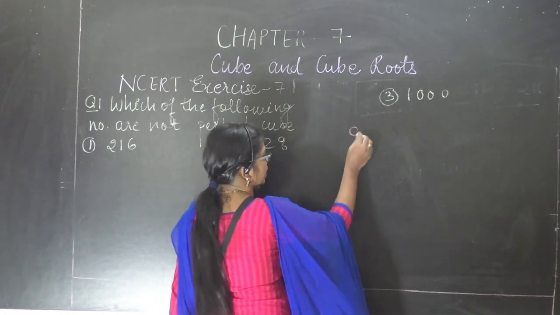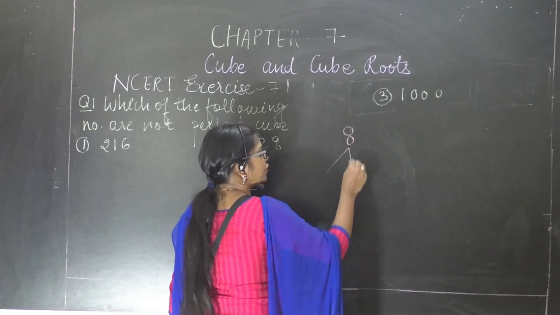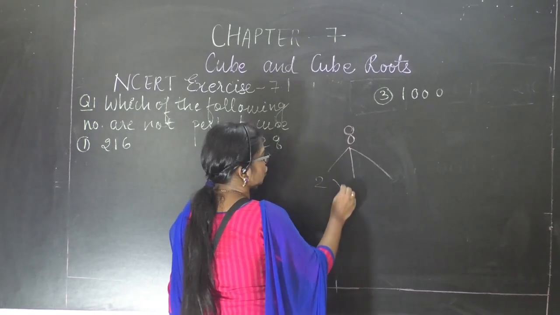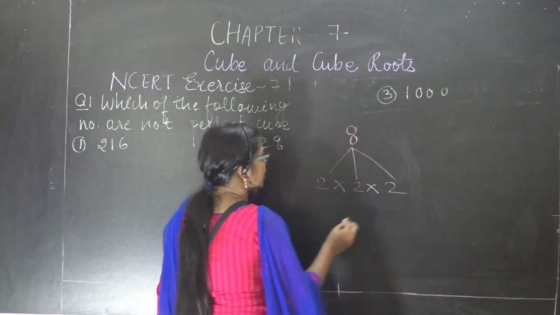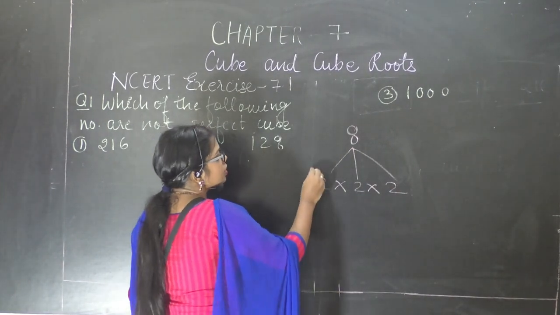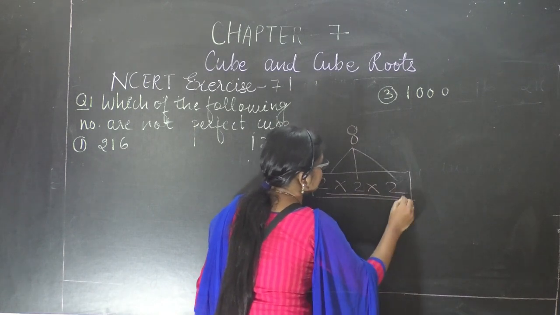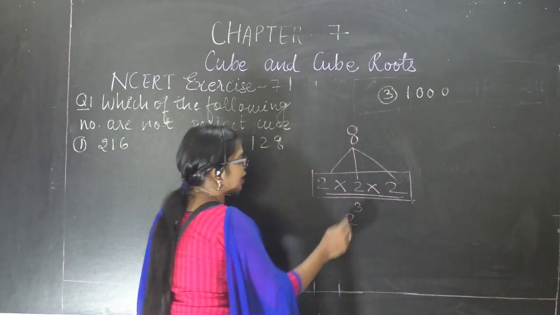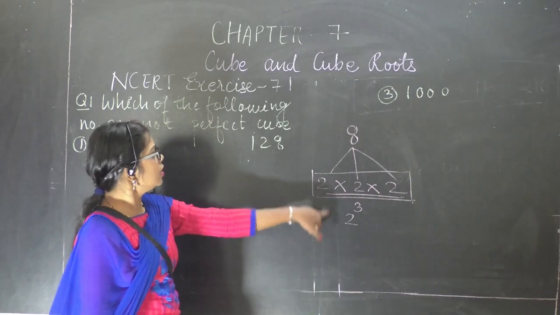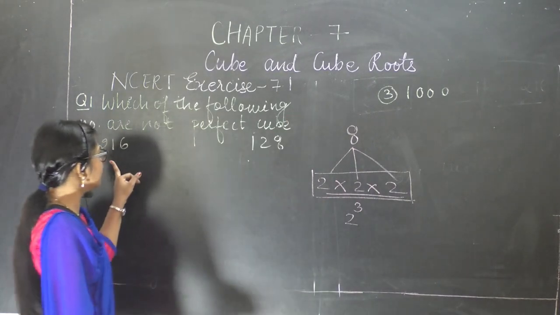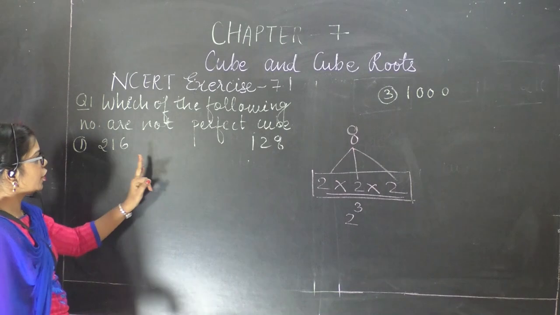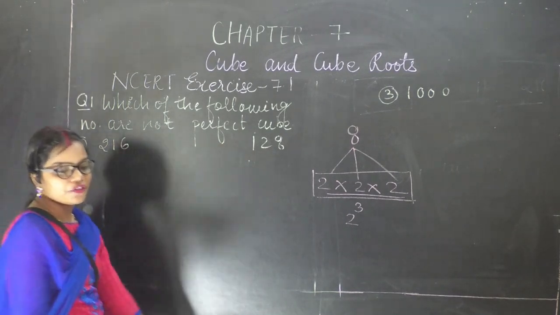Suppose I am mentioning the number 8. If I prime factorize the number 8, it will be 2 into 2 into 2. Here this 2 is forming a triplet. Hence I can write this as 2 to the power 3. Then this is a perfect cube. So from these, you have to find out which of them are not perfect cubes.